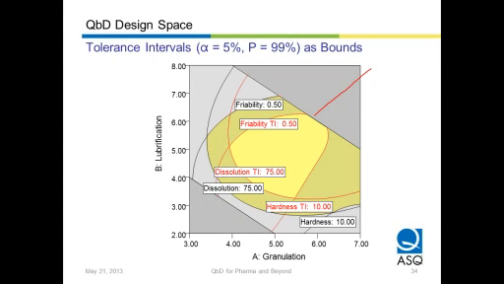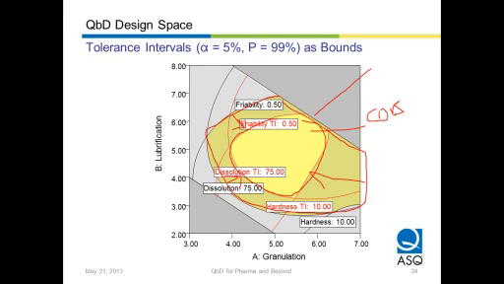The original window was out here someplace, right? So this was the original window, but then we pushed in by the tolerance intervals on the friability, the dissolution, and the hardness. And so now this is actually our design space here. So this is the QbD design space, the part that's pure yellow.